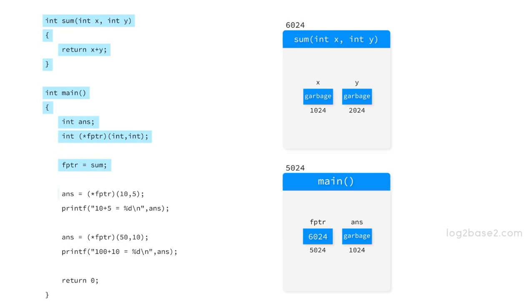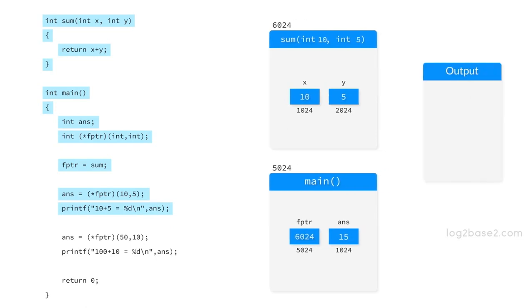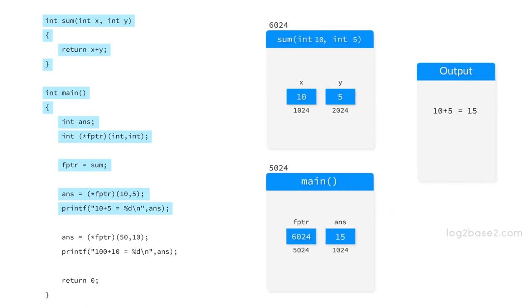Now let us call the function by passing 10 and 5. So we write star fptr in parentheses followed by arguments in parentheses. Control goes to the function sum, and here 10 plus 5 is calculated and the result 15 is returned to the calling function main and is stored in ans. Now we can print the result. So we will get 15 printed on the screen.